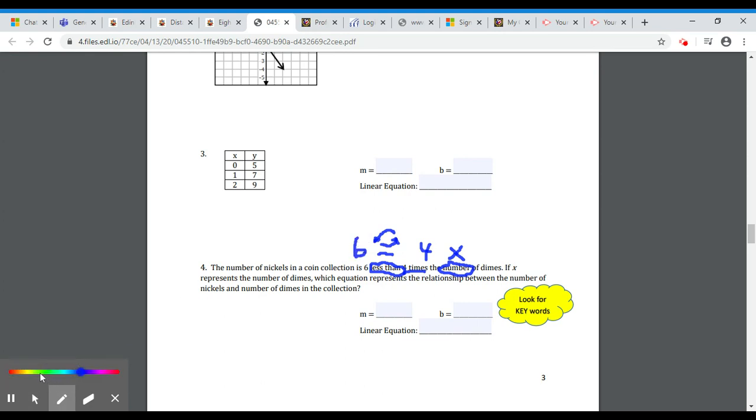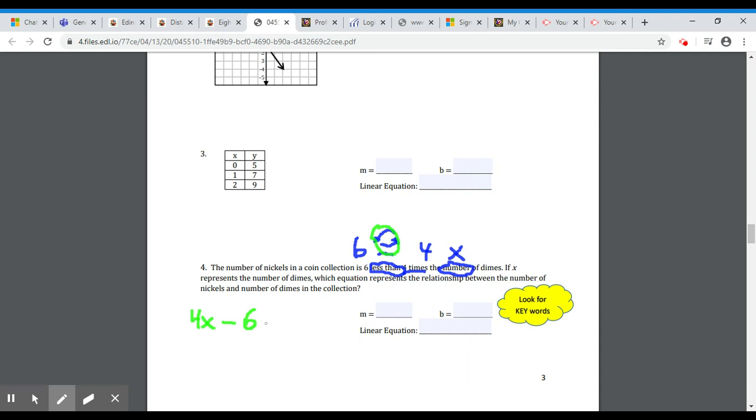But remember, I'm going to switch. So I'm going to throw the 4x to the front and then minus, because less than means to minus, and I'm putting the 6 on the right side. So 6 less than 4 times a number. That's what I just wrote out, 4x minus 6.